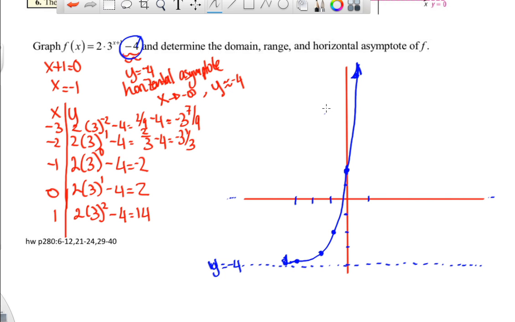So what did we do? We got the horizontal asymptote taken care of. The domain, well, you can plug in any x that you want, right? So the domain will be all real numbers. And then the range, we have a horizontal asymptote, so we don't quite get to a negative 4, but we will get to any positive value that we want. And actually we get there rather quickly, and that's one of the things that exponential functions do. Okay, thank you.